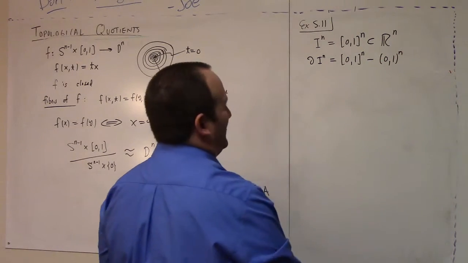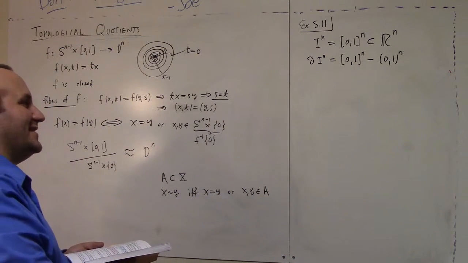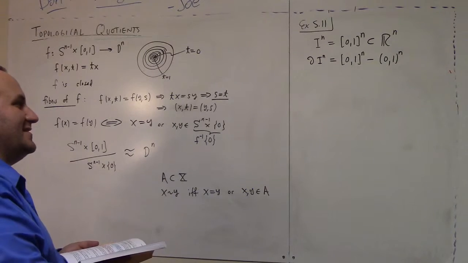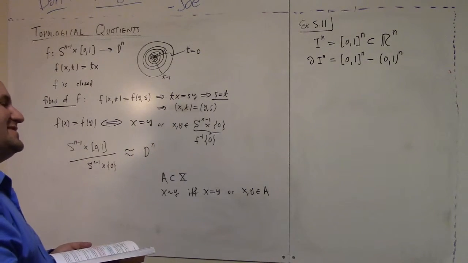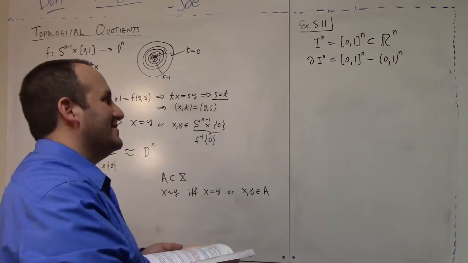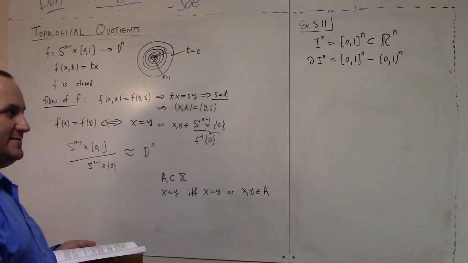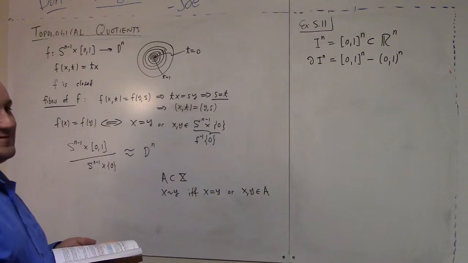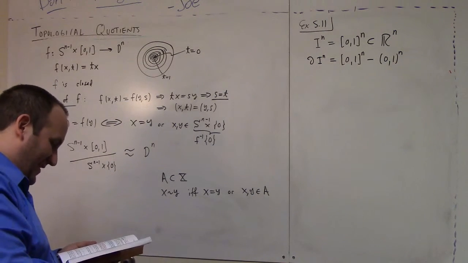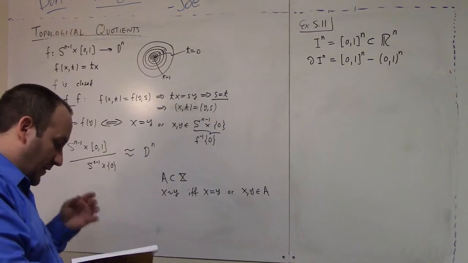That's just the set of points that have either x equals 0 or 1, like any coordinate equal to 0 or 1. I shouldn't say x and y. There are a lot more coordinates than that, right? There's x1 through xn. All right.